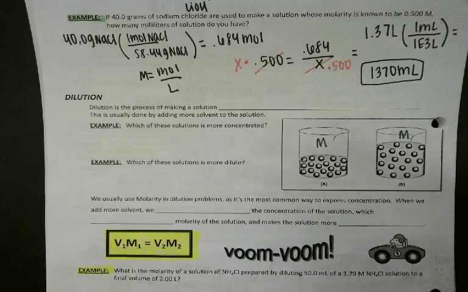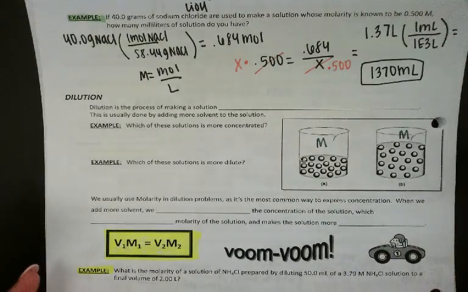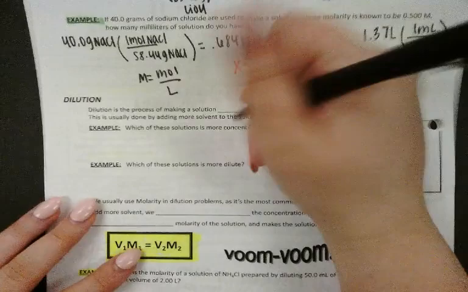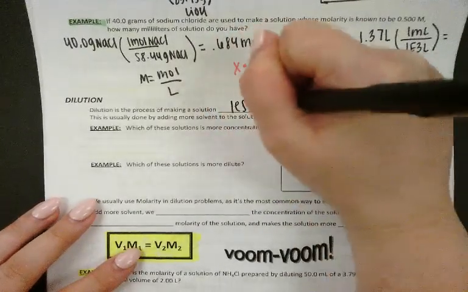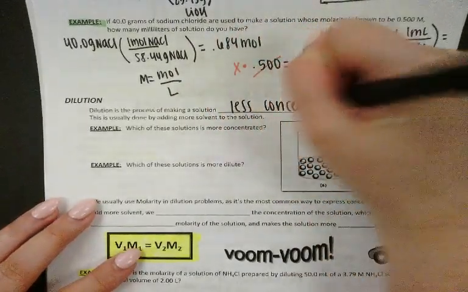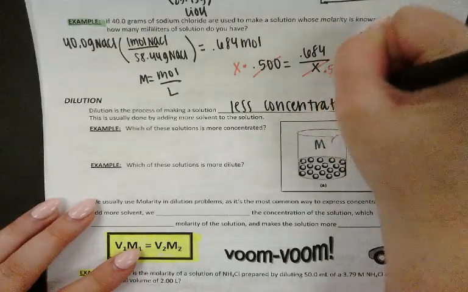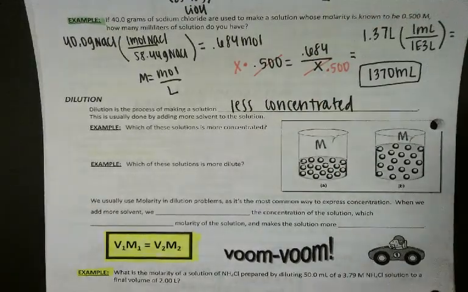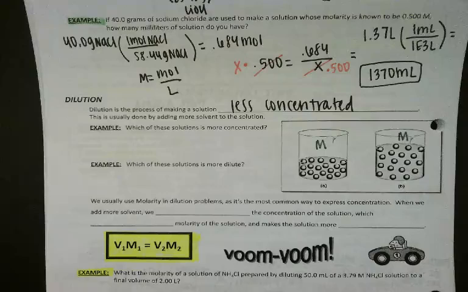Okay, dilution is the process of making a solution less concentrated. What do you think? What is a dilution? Why do we do it? This is usually done by adding more solvent to the solution. I've given you many real-world examples already so far.